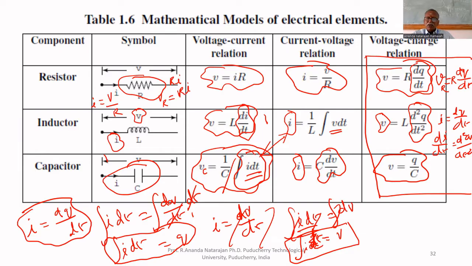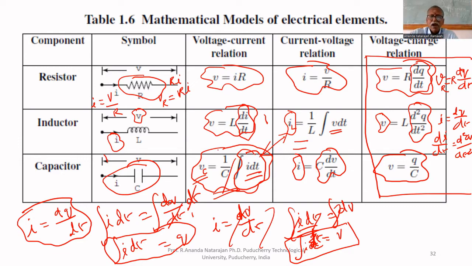If you write for VC, if it is an integrator, you have to write for IL: instead of 1 by C, 1 by L, and instead of I dt, V dt. That way you can remember for the inductor. If you remember for the capacitor, you can easily remember for the inductor, the opposite way. Replace V by I, that's all. Replace I by V.